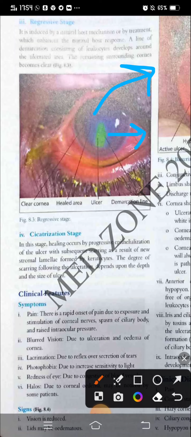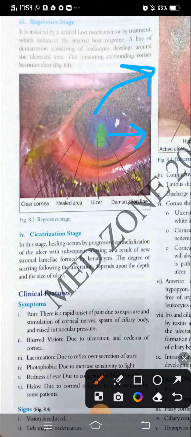And I said before that scarring is a very dangerous phenomenon, that particular area becomes non-functional. So here he says that scarring depends upon the depth and size of the ulcer. That is, depending upon the size of the ulcer, a scar will form. Now let us talk about the clinical features.